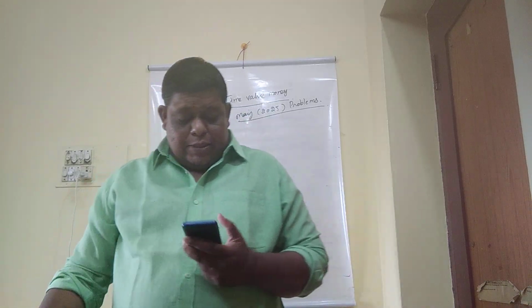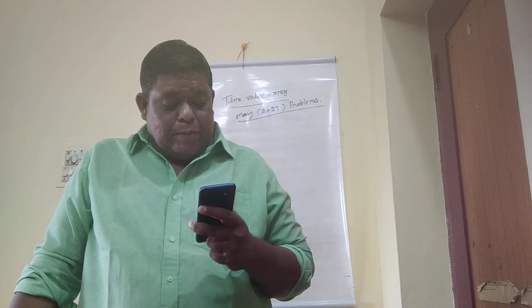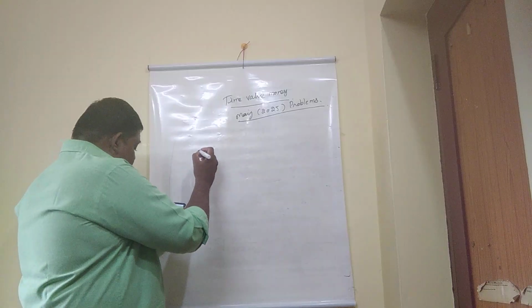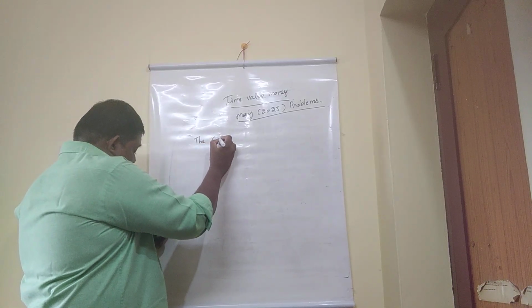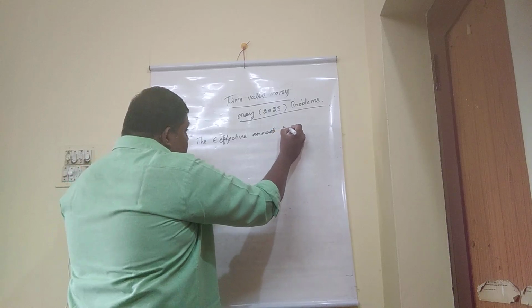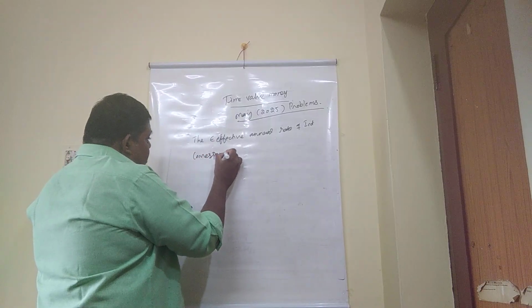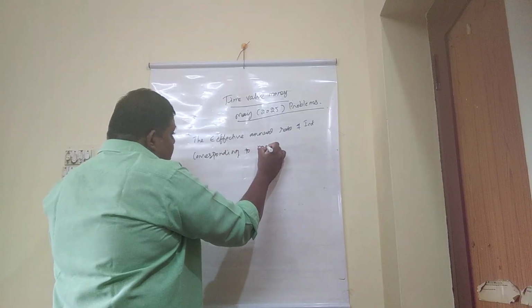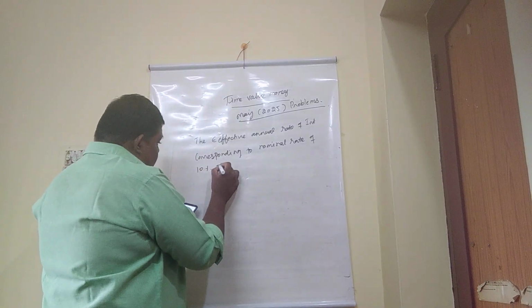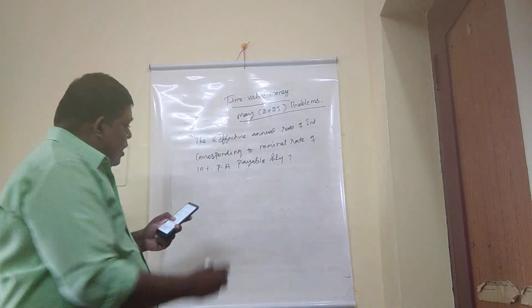So, the effective rate concept. Find the effective annual rate of interest corresponding to a nominal rate of 6% per annum payable half yearly.